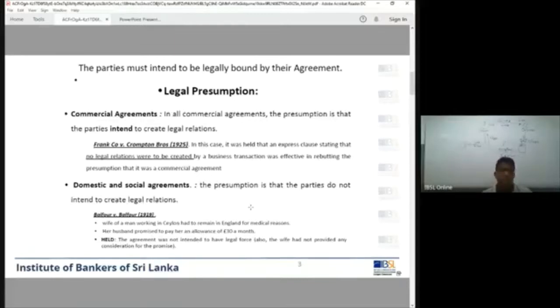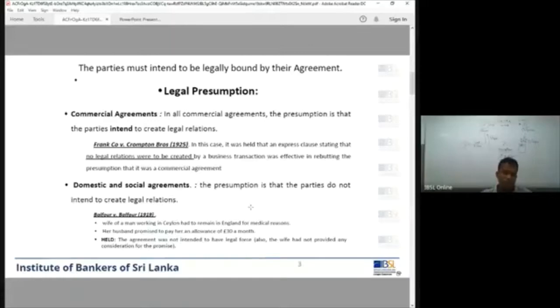It was held the agreement was not intended to have legal force because it is a domestic arrangement or agreement. So what is the presumption? If it is a domestic agreement, there's no intention to create legal binding effect. So the court held the agreement was not intended to have legal force, so the wife couldn't get any relief. So the case failed because of that. So that is about the intention of the parties, the second element.